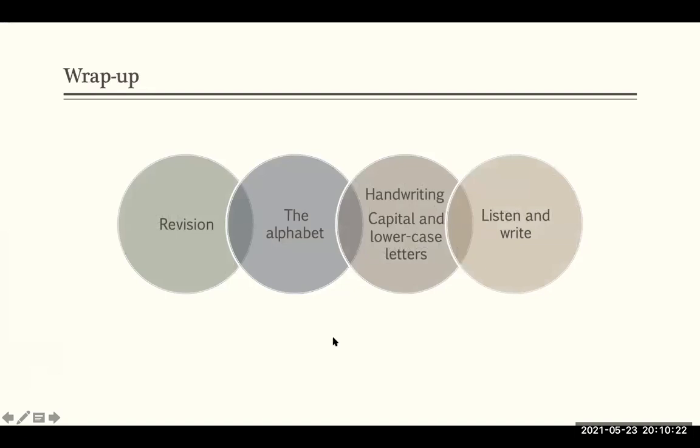Okay, students, we have done the revision of the sounds. We have discussed alphabet, capital and lowercase letters, and then we have done dictation and further blending. Thank you so much, everyone.